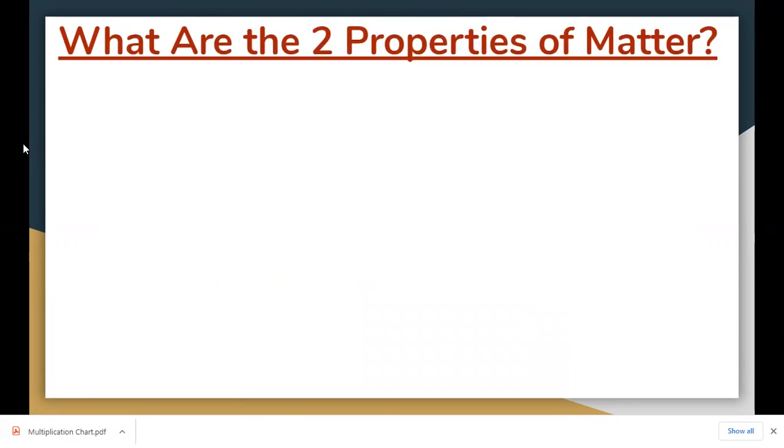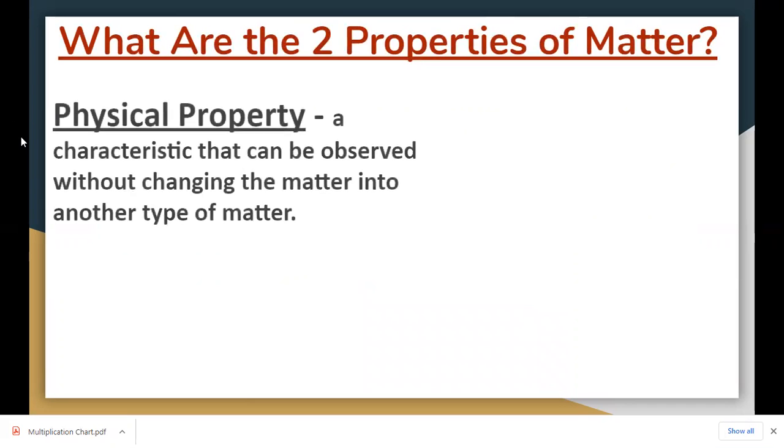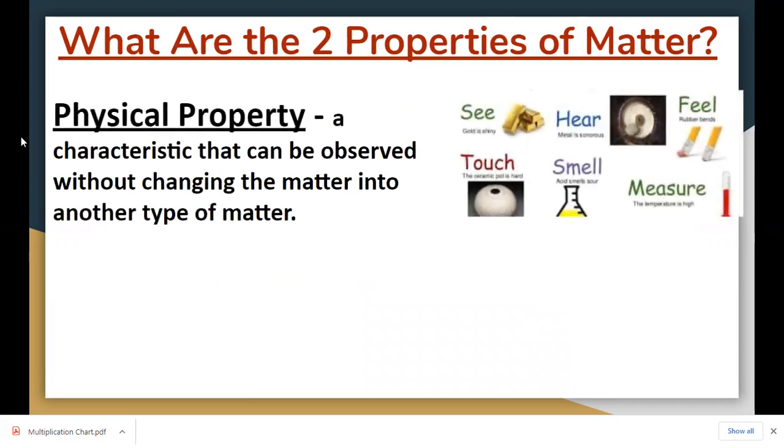What are the 2 properties of matter? Well, there's the physical property, which we've talked about in our lesson 1. If you want to go back and rewatch that video, feel free to do so. Physical property is a characteristic that can be observed without changing the matter into another type of matter.